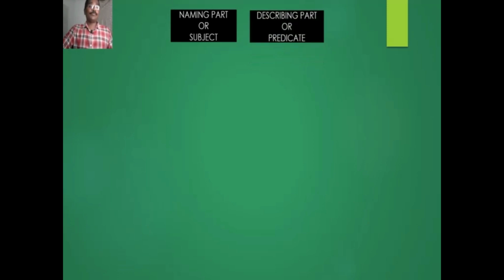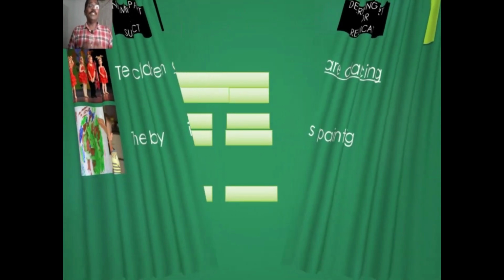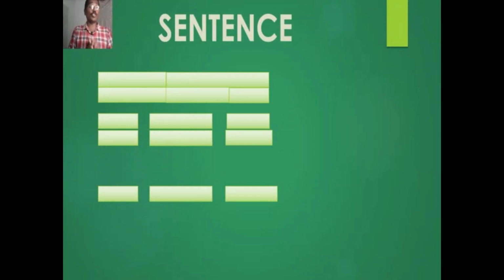Next, if we go with the next example, what do you observe there? There are some girls. They may be students. They are children. You can name them however you like. The girls, the children, the students. It's up to you. "The children are dancing." Look at the next pic. "The boy is painting." This is how we can divide a sentence into two major parts.